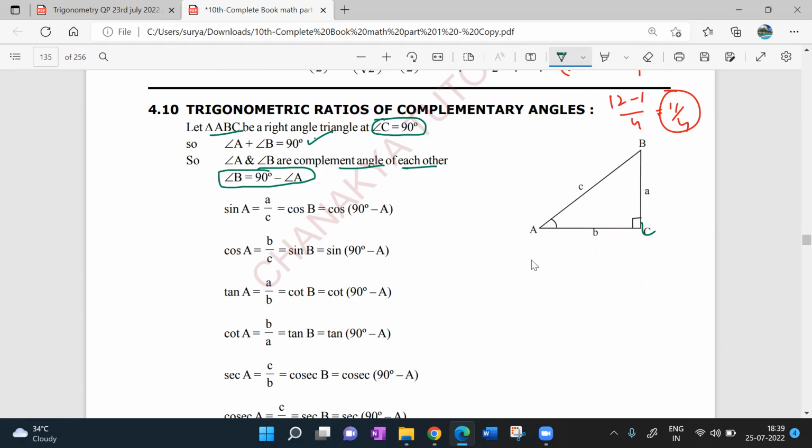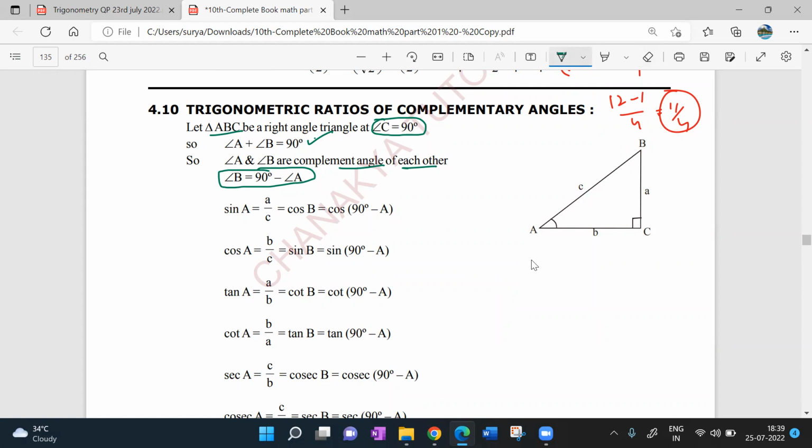What is cos B here? Cos B is A by C only. Isn't it? You understand my point, children? Here sin A and cos B both are the same. Cos B is nothing but adjacent by hypotenuse, which is A by C only. If you observe the diagram properly, you will understand it.